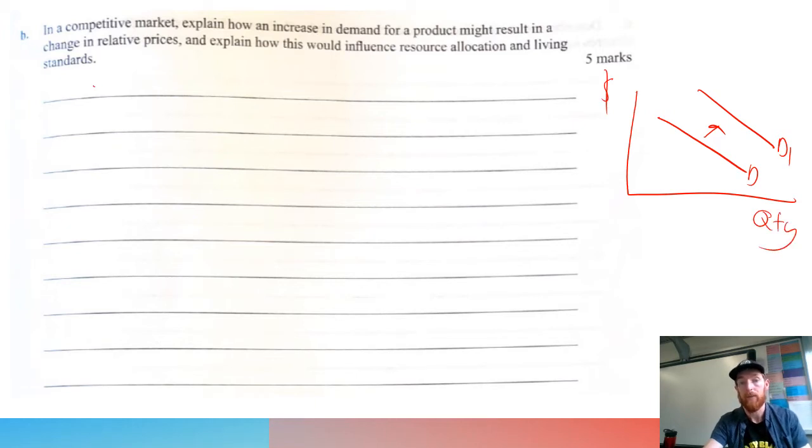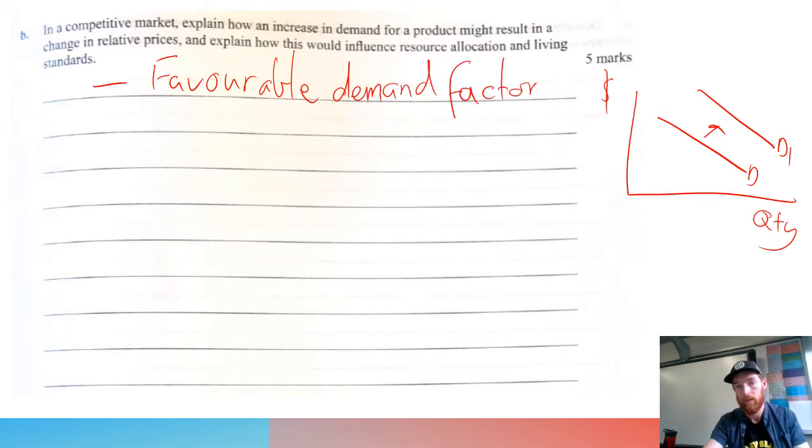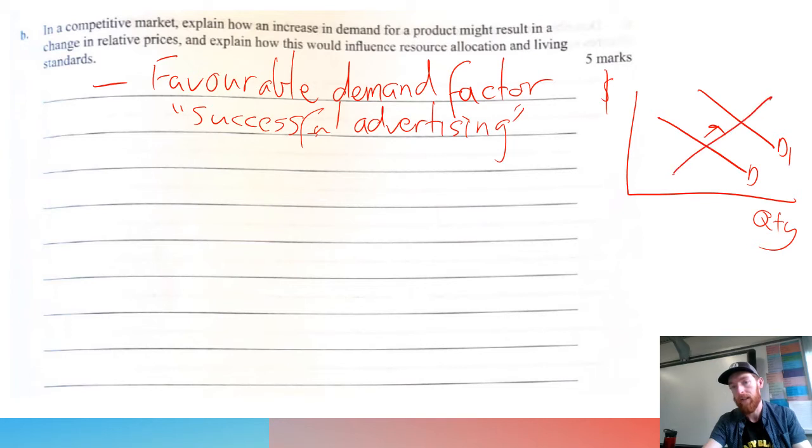So I'd probably first talk about a favorable demand factor. So you could just go something easy like successful advertising as an example to talk about why that would happen. And then if we have supply on there as well, we're going to talk about how that might result in a change in relative prices. So this would be how you adjust to a new equilibrium point.